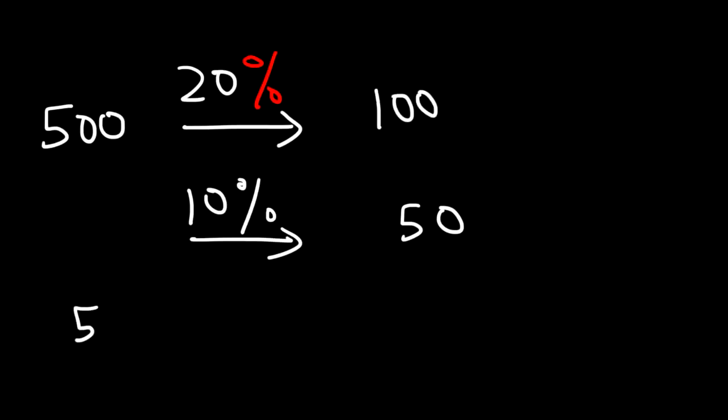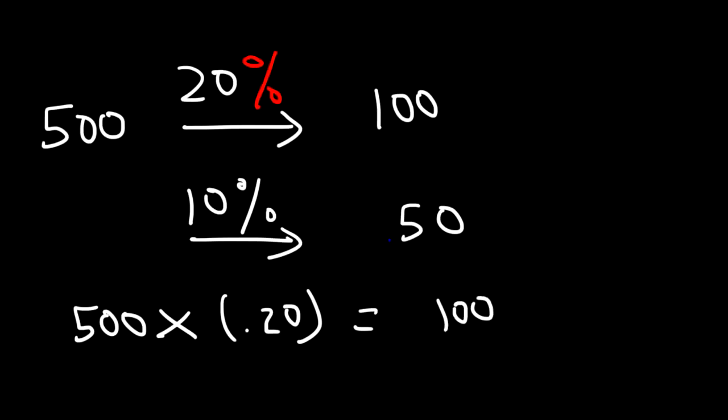And we could check it. You can check it by taking 500 and multiplying it by 0.20. 0.20 is equal to 20%. So 500 times 0.20 is 100. And so that's a simple way in which you can mentally find the percent of a number. Now let's try some more examples.